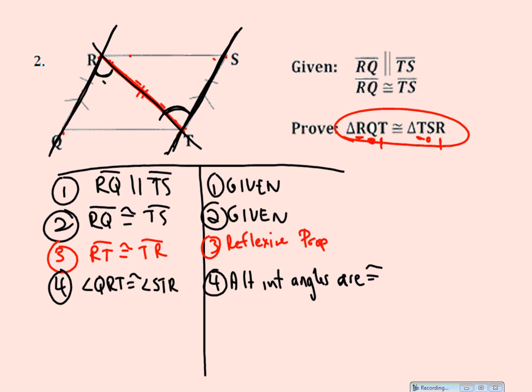So now my final piece is going to be the triangles. Angle RQT is congruent to angle TSR. And why? Well, side, angle, side.